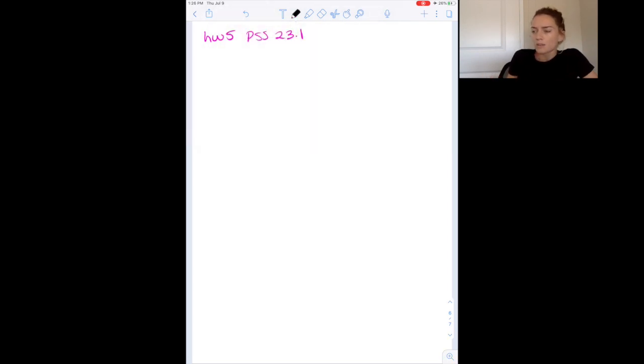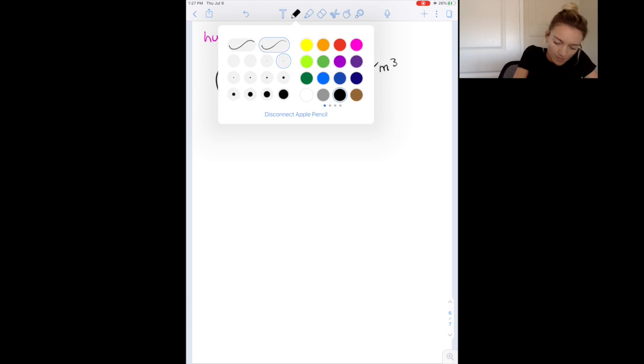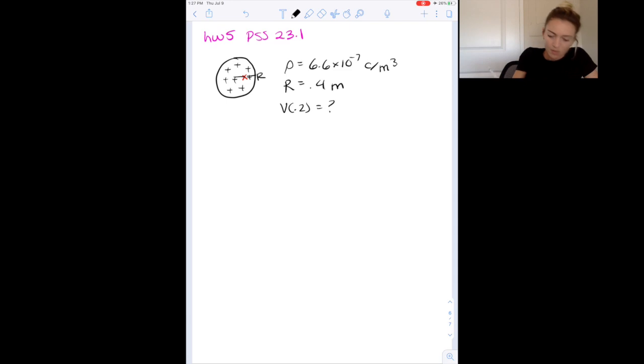Okay, so for this problem, we have an insulating sphere with uniform charge density given by rho equal to 6.6 times 10 to the negative 7 coulombs per meter cubed. We're told the radius of the sphere is 0.4 meters, and we want to find the electric potential at a point 0.2 meters, so that's inside the sphere. So we're looking at some point here. This is our radius. Okay, so we're looking at some point in there, so what is the potential there?